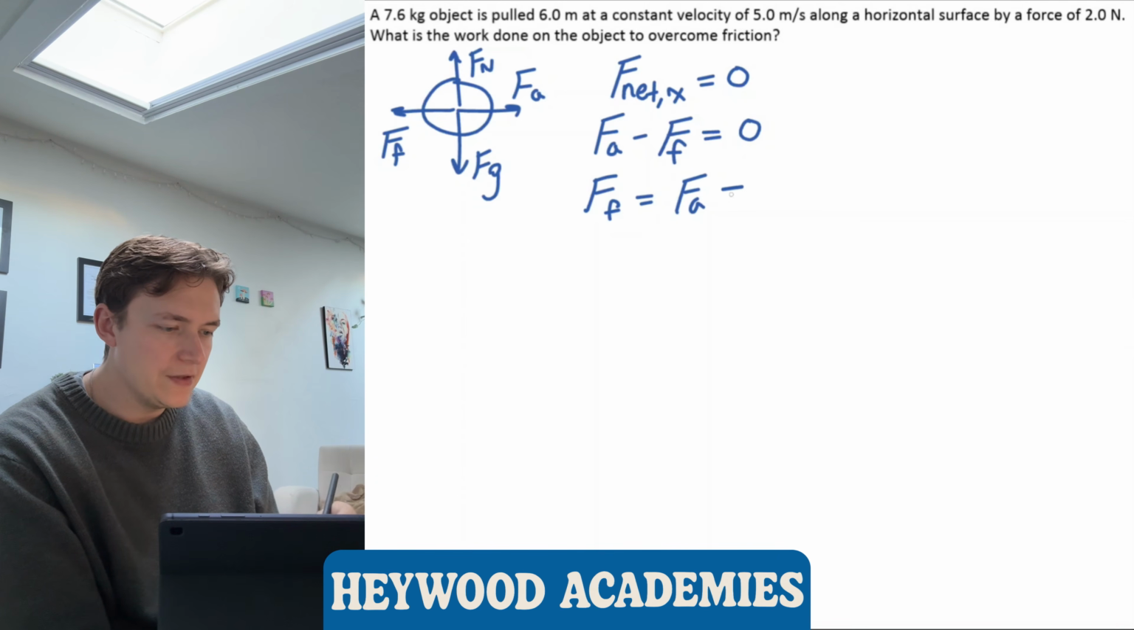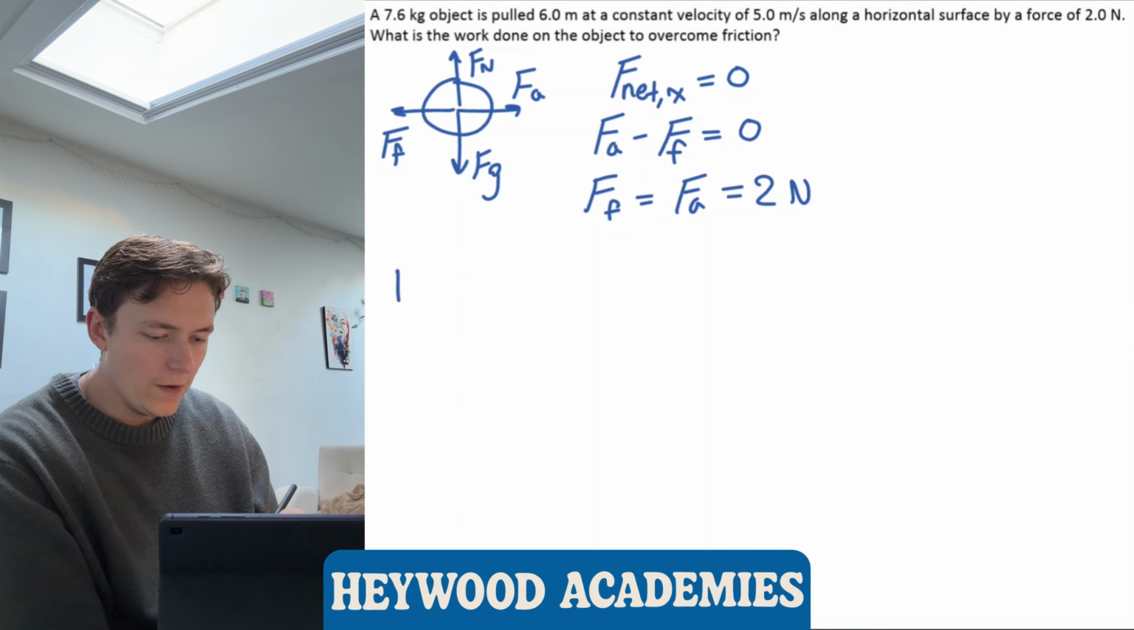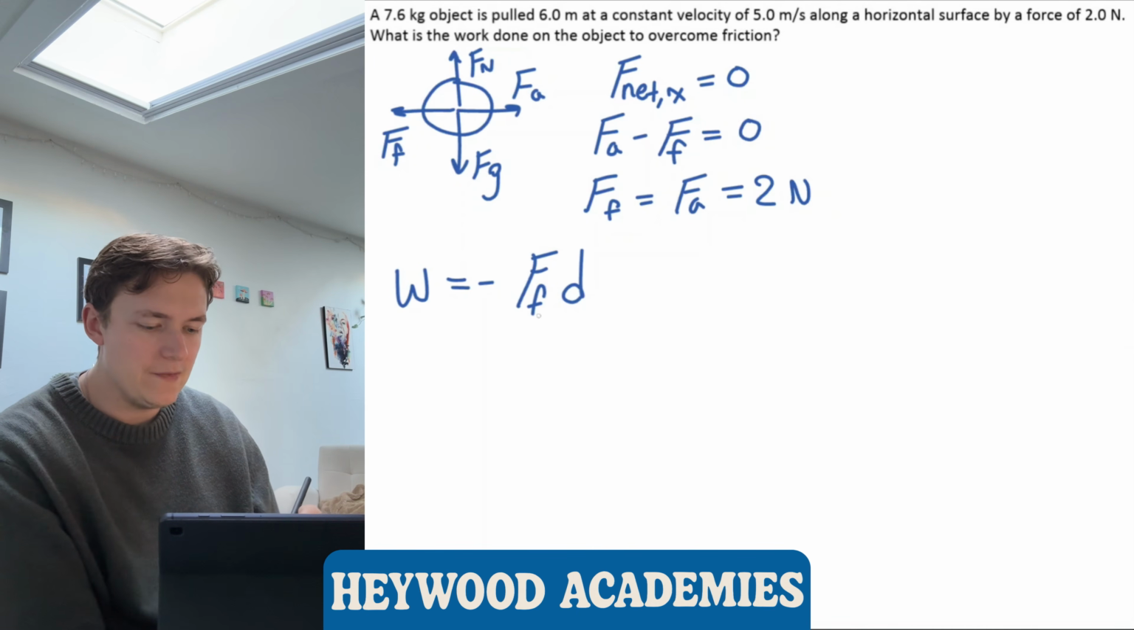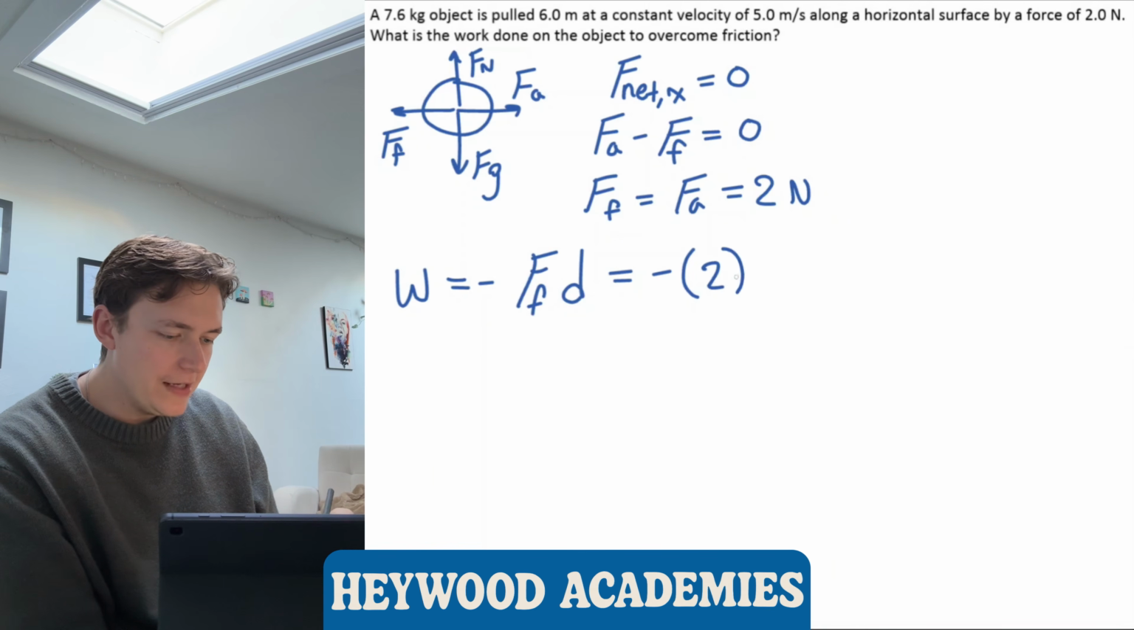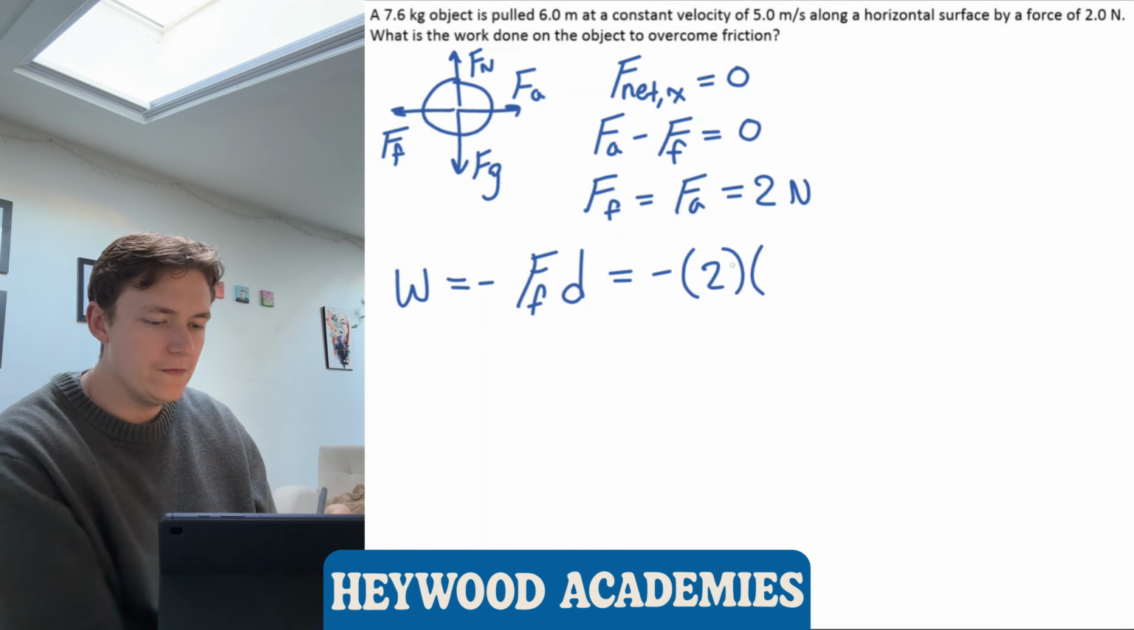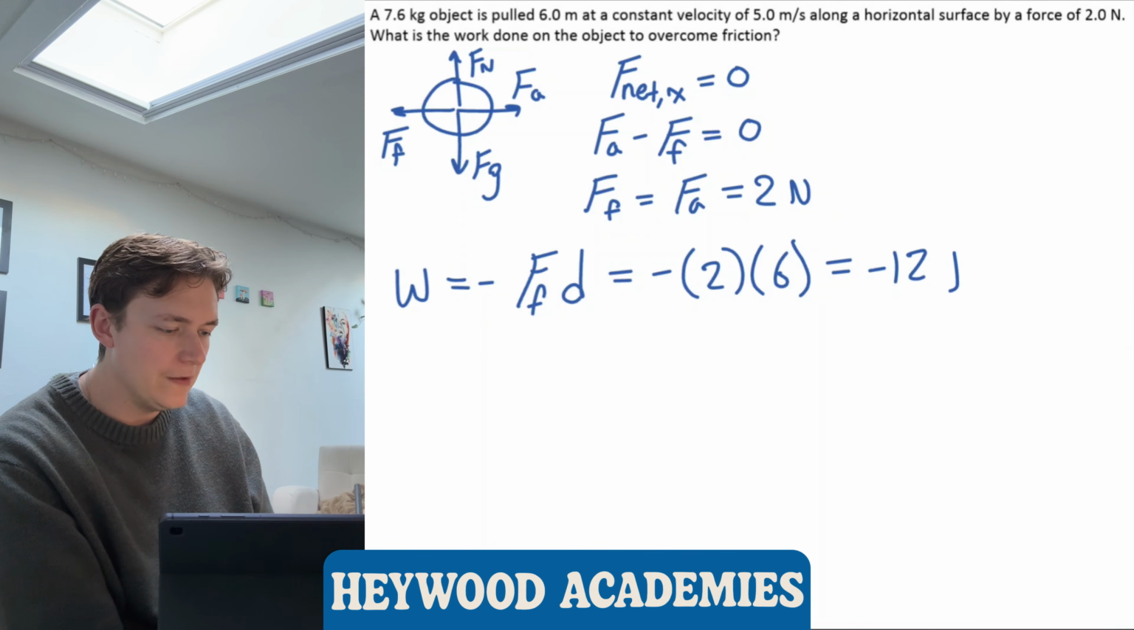And the applied force, they said that was 2 newtons. So now we got a value for our friction force. We can go ahead and plug that into our equation for work, just putting a negative next to that because we know that friction force is pointing in the opposite direction that we're moving in. So we got to put a negative in there. We got 2 newtons for the force, and the distance is 6 meters, so we should end up with negative 12 joules.